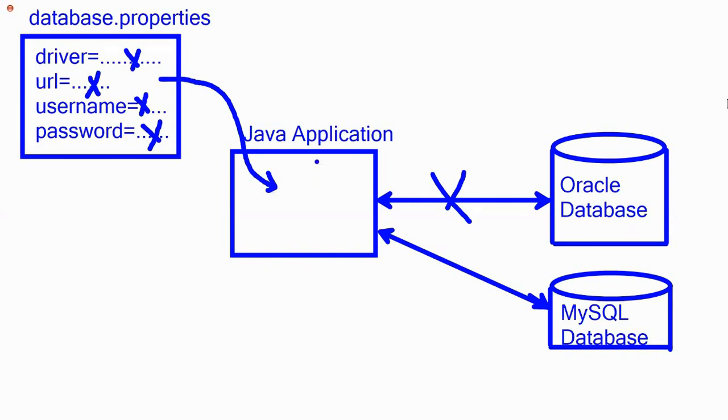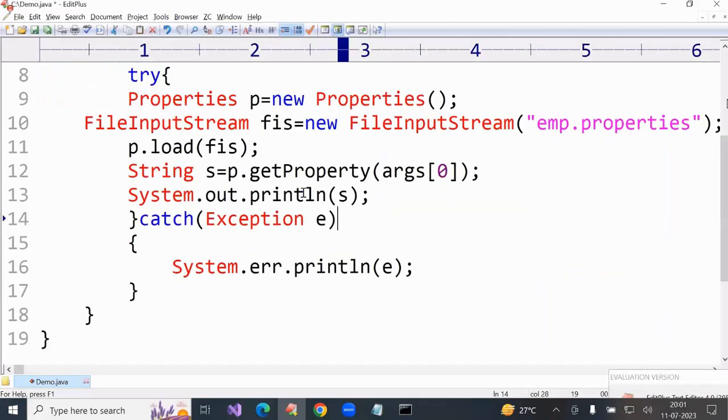Then in the Java program, one character also needs no change. Without modifying a single character in Java, you can change the database. That is the purpose we use it for: server properties, driver and database properties, environment variable properties. While developing an application, properties come in many places. In that situation, we'll use it. Got it? So that is the concept of properties.